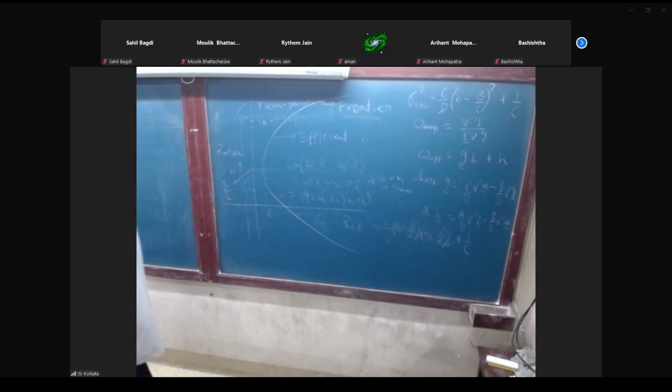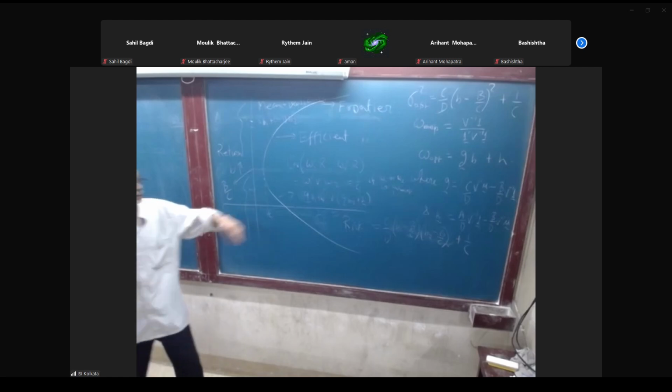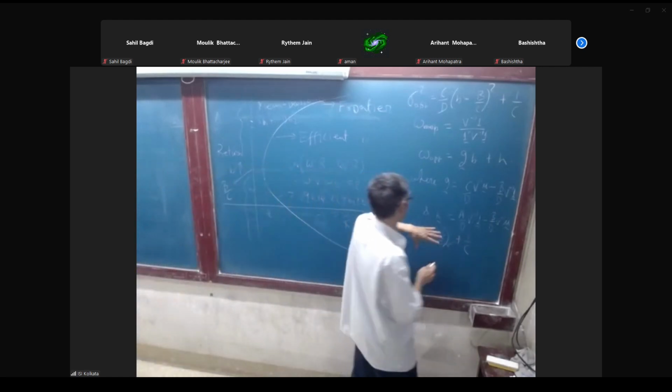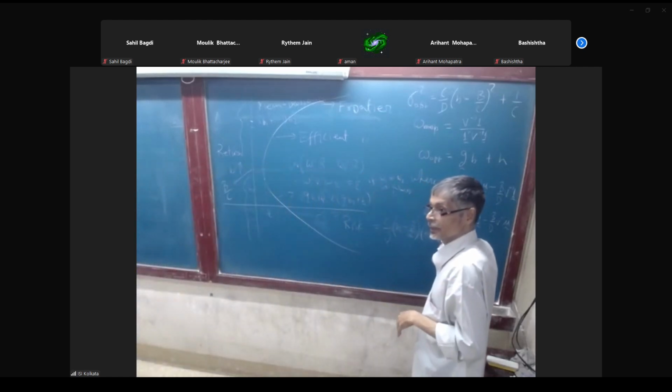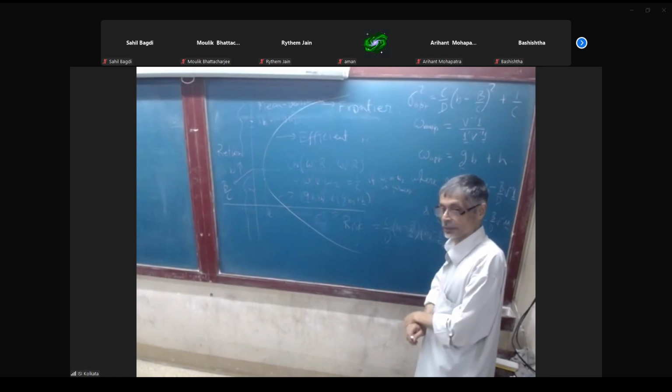Then there is the added 1 by C part, which has to exceed the negativity. This being negative by itself does not mean the covariance is negative. It's not necessary.